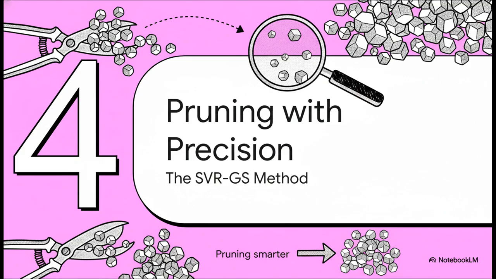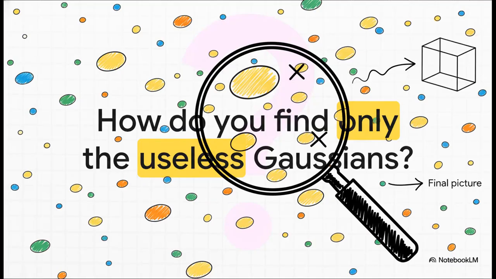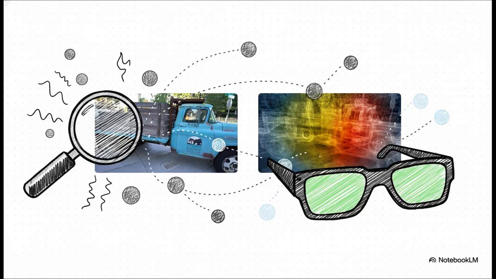So if the sledgehammer approach didn't quite work, what's next? This is where our new method, SVR-GS, steps in. And its whole philosophy is simple. Don't just prune more, prune smarter. Which leads to the million-dollar question, right? How do you sift through millions of these dots and find only the ones that are truly useless without messing up the final picture? And this is where things get really cool.